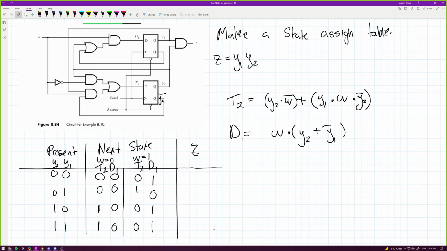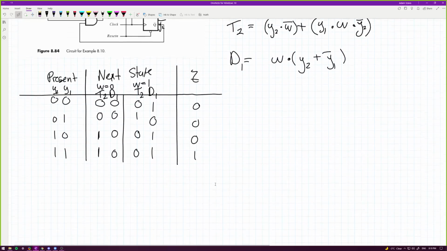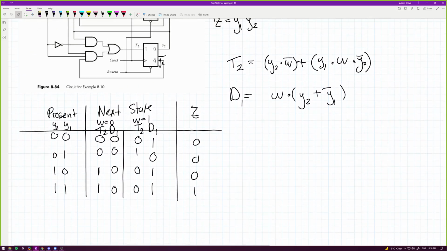Okay, so then our output Z is just the AND of Y1 and Y2, so it's just going to be 1 0 0 0, and there we go. Okay, so now that I have this table, I want to convert this to the state assigned table. So actually, there's nothing else to do. That's the state assigned table.